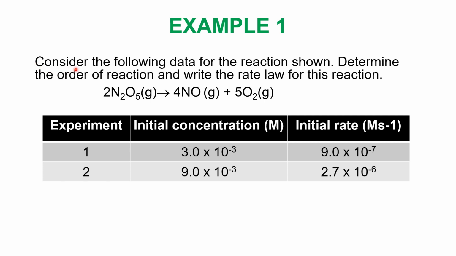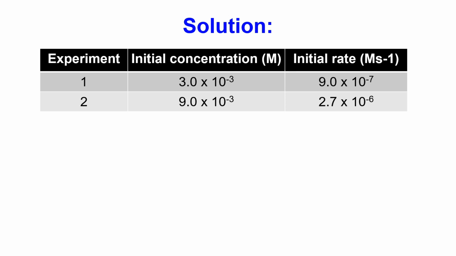Example 1. Consider the following data for the reaction shown. Determine the order of reaction and write the rate law for this reaction. Solution. Look at the data given. In experiment 1, the initial concentration is 3.0 times 10 to the power of negative 3 molar. In experiment 2, the initial concentration is 9.0 times 10 to the power of negative 3 molar. That means from experiment 1 to experiment 2, we triple the concentration. What happened to the initial rate when we triple the concentration?